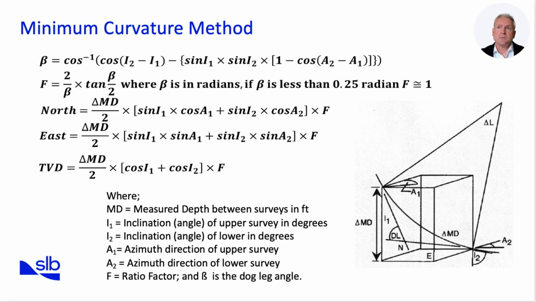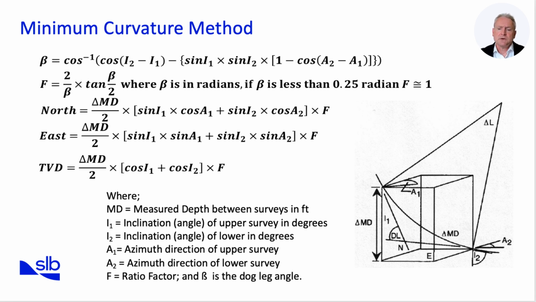Once beta is known, we apply a ratio factor f to scale the path appropriately. This correction factor compensates for the non-linearity of the curve. If beta is less than 0.25 radians, the ratio factor approaches 1 and the curvature is minimal. Once the ratio factor is known, we can use the average angle method and apply the ratio factor to get the minimum curvature result. These calculations give us the change in position between 2 points, which can be integrated across the entire well to build an accurate 3D well path.